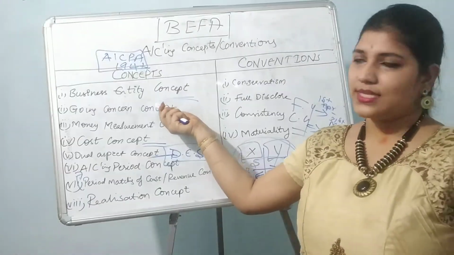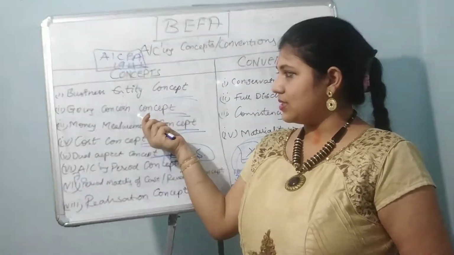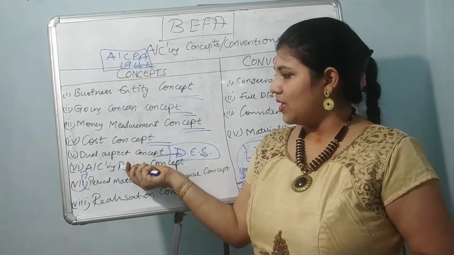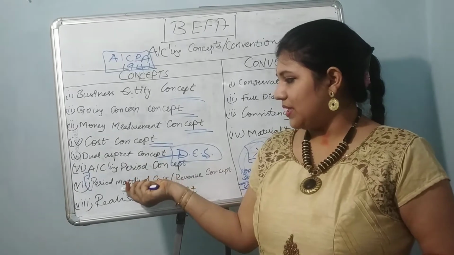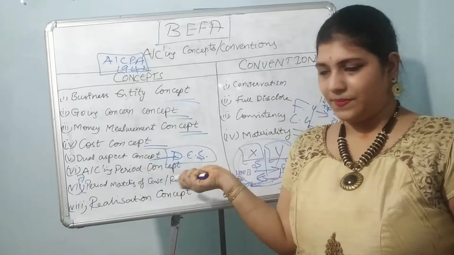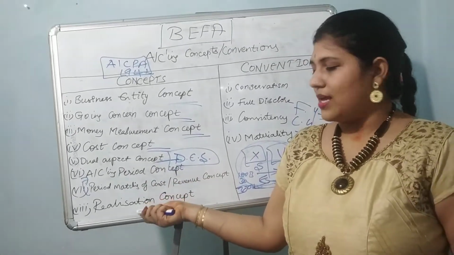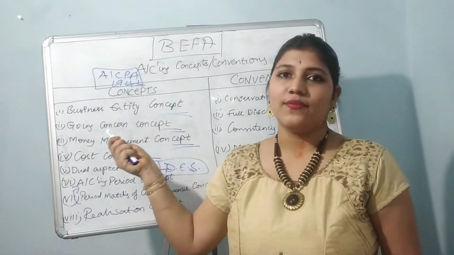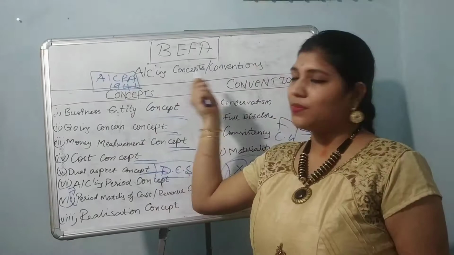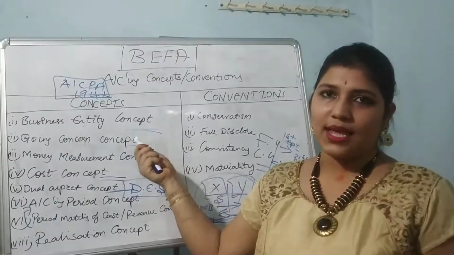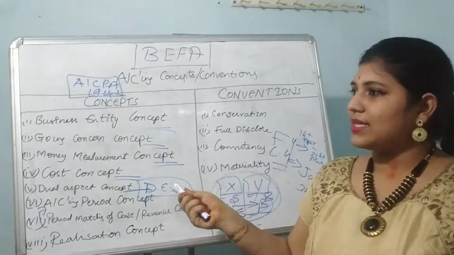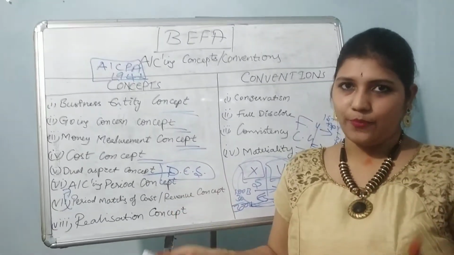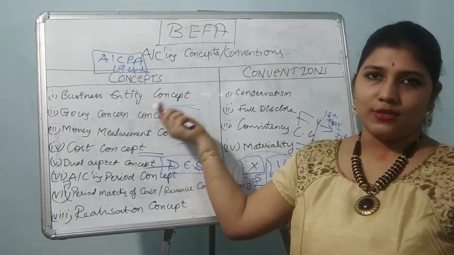Business entity concept, going concern concept, money measurement concept, cost concept, dual aspect concept, accounting period concept, period matching of cost revenue concept, and then last is realization concept. When these are the concepts, we also have the conventions that are derived from this. Concepts derive conventions. So basically this accounting procedure is divided and linked with theory and practical procedures. So that is basically concepts and conventions.